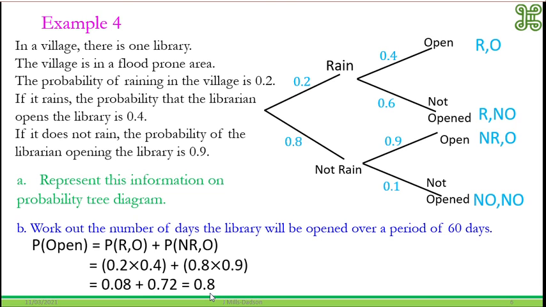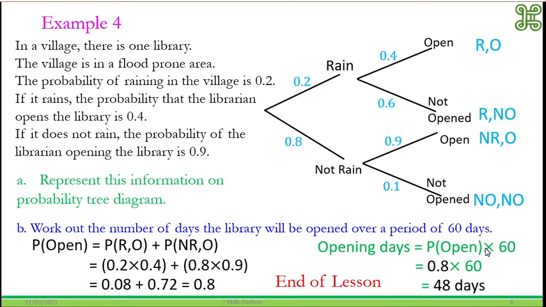Now, over 60 days, we need to multiply our probability by the number of days the library is expected to be open. That is similar to what we did before in relative frequency. So we multiply the probability that it is going to be open by 60 days. And we have 48 days. So we expect the library to be open in 48 days out of 60 days.